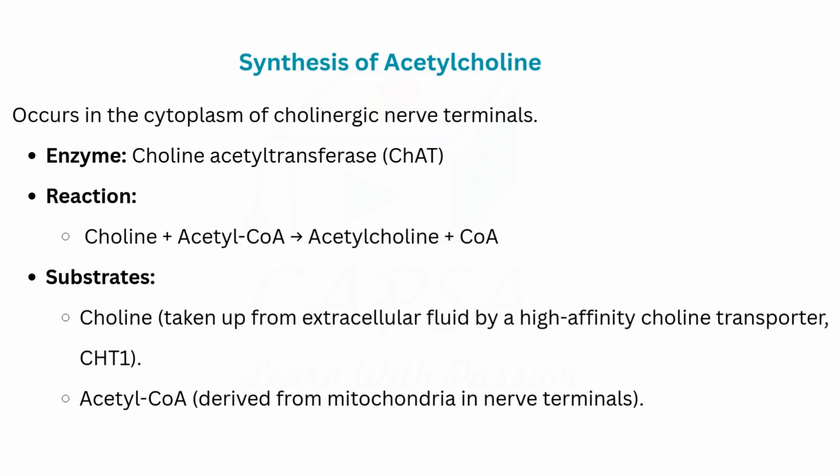Now, how is acetylcholine made? The process takes place inside cholinergic neurons, that is, neurons which release acetylcholine. The enzyme responsible is called choline acetyltransferase, often shortened as ChAT. This enzyme combines choline, a nutrient obtained from our diet and recycled from previous acetylcholine breakdown, with acetyl-CoA, which is a molecule generated inside the mitochondria during energy metabolism. The result of this reaction is acetylcholine plus coenzyme A.